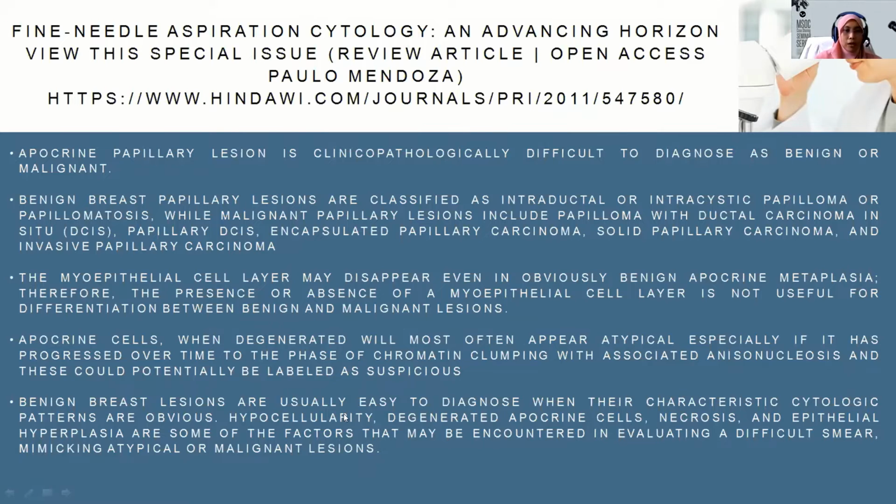In benign breast lesions, apocrine cells when degenerated will most often appear atypical, especially if it has progressed over time to the phase of chromatin clumping with associated anisonucleosis, and this could potentially be labeled as suspicious. Like this case, there are some nuclear enlargement and pleomorphism in the apocrine cells. Benign breast lesions are usually easy to diagnose.